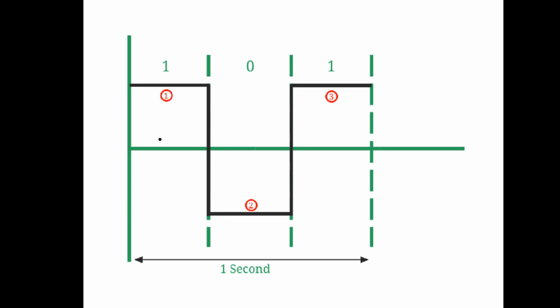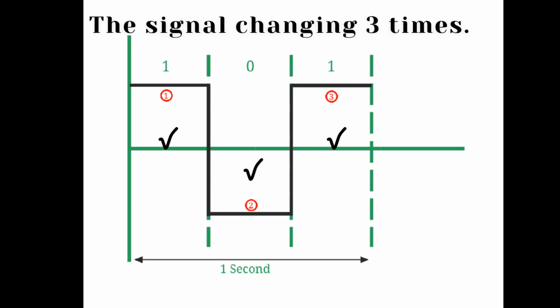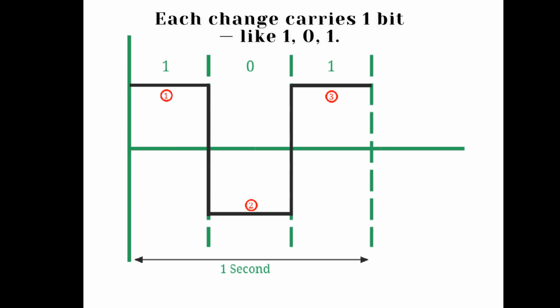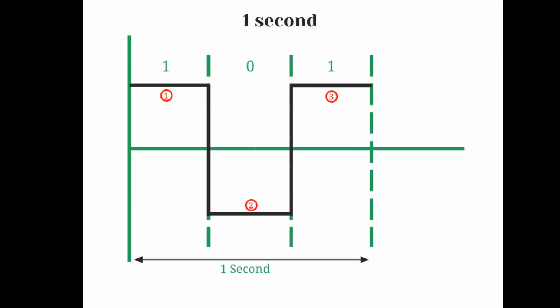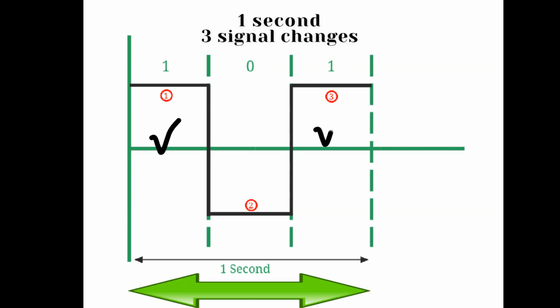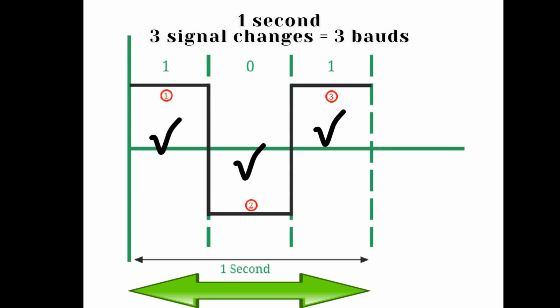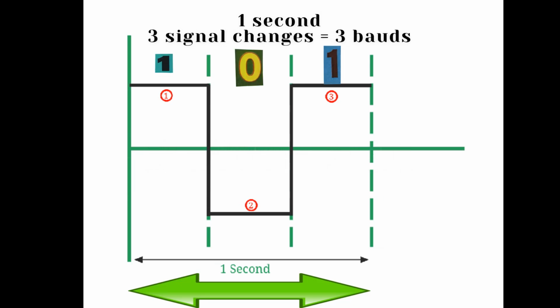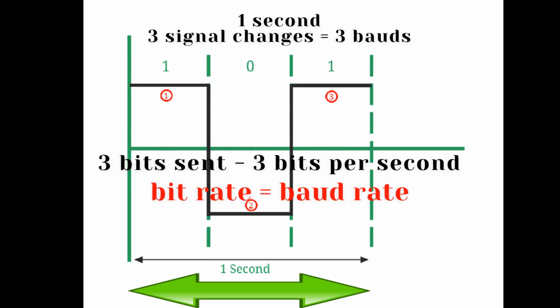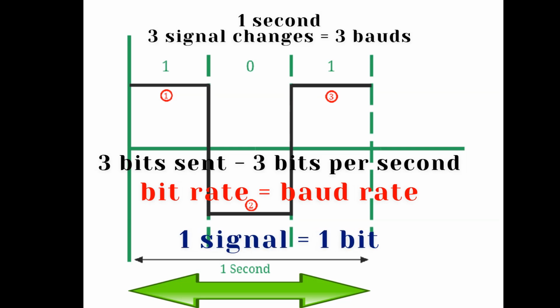Bit rate versus baud rate. Let's take a closer look at this graph. In this image, you can see the signal changing 3 times, each change carries 1 bit, like 1, 0, 1. So, in 1 second, we have 3 signal changes, that's 3 baud. 3 bits sent, that's 3 bits per second. Here, bit rate equals baud rate, because 1 signal equals 1 bit.